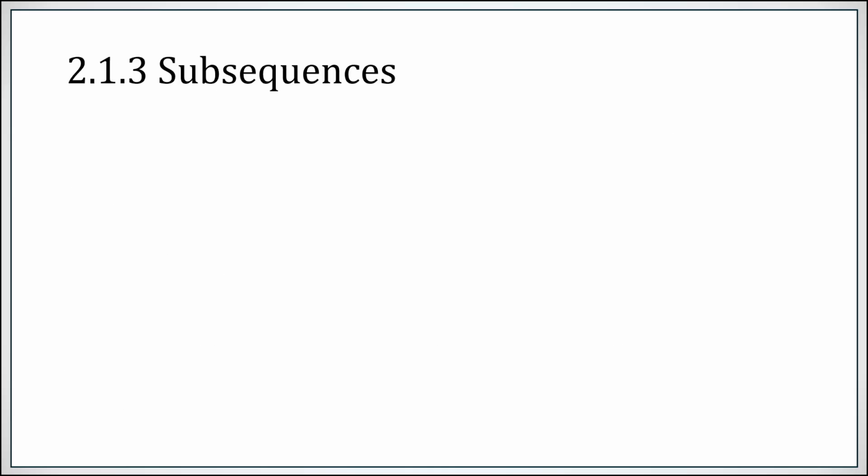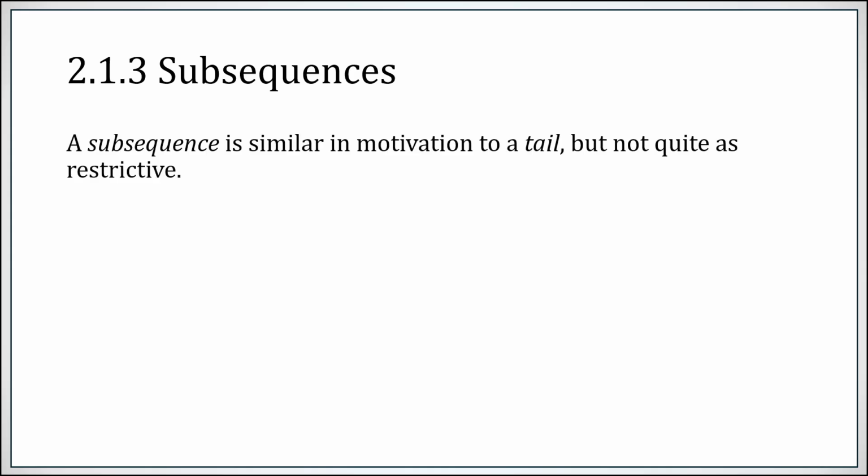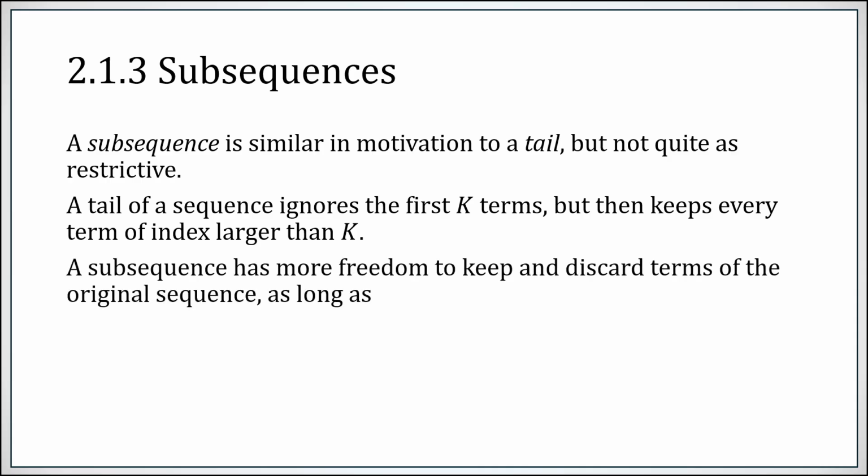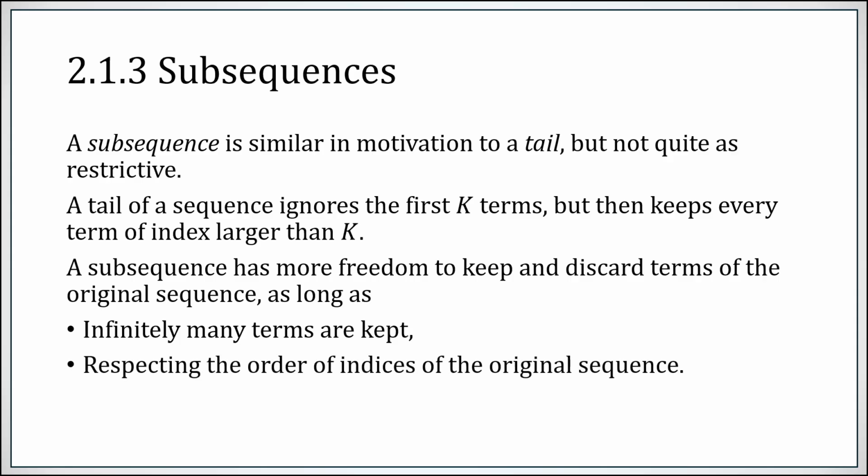All right, an important topic, subsequences. Subsequences are somewhat similar in motivation to tails, but a lot less restrictive. A tail of a sequence ignores the first k terms, but then after that you have to keep everything. A subsequence has a lot more freedom as to what terms of the sequence you do want to preserve and which you ignore. There are some restrictions. You have to keep infinitely many terms of the original sequence, and you have to respect the order of indices that they came with. So let's formalize that definition now.